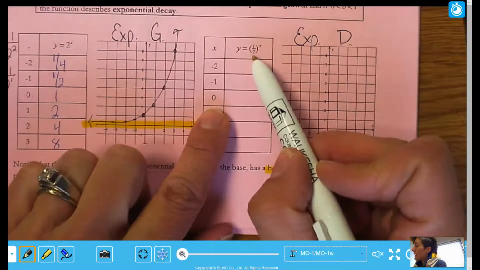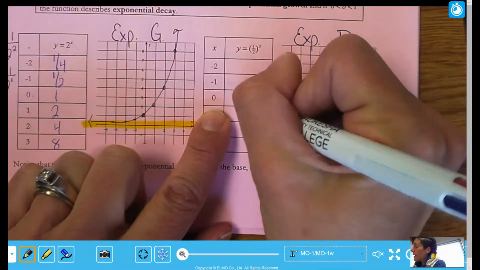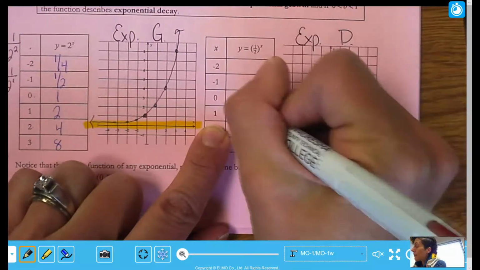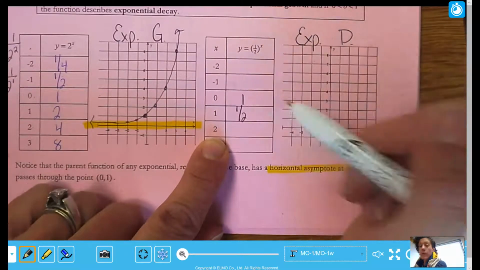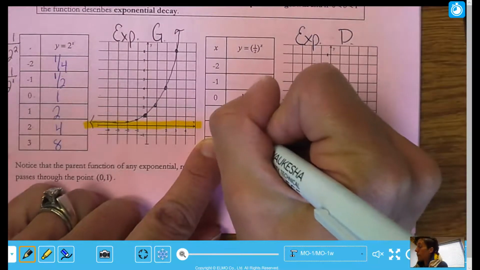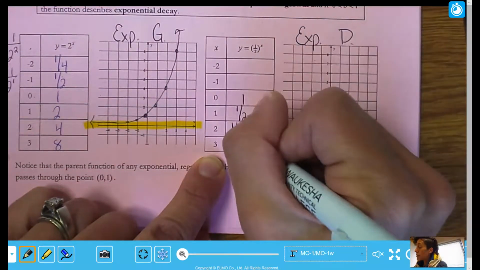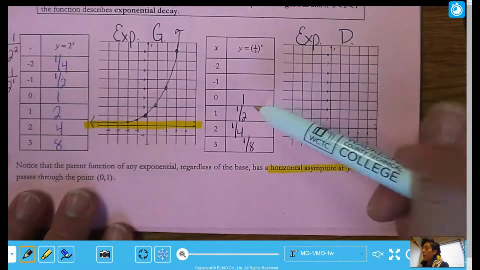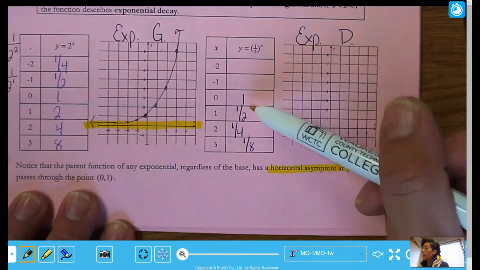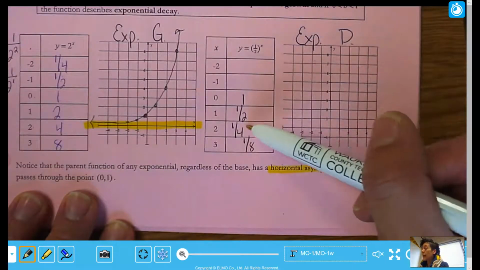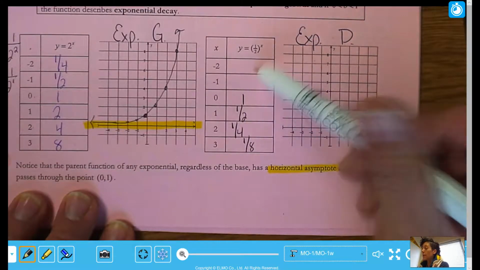So again, anything to a 0 power is 1. A half to the first power is a half. A half to the second power just means 1/2 times 1/2, which is a fourth. And this is a half multiplied 3 times, which is 1/8. And if you think about, how do we go from 1 to a half to 1/4? You're dividing by 2 this way, which means you multiply by 2 this way.